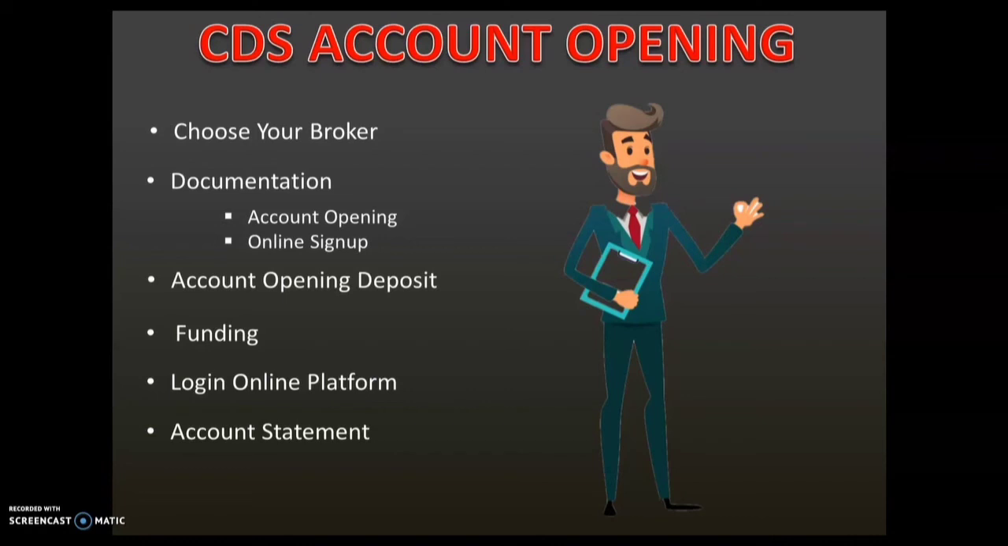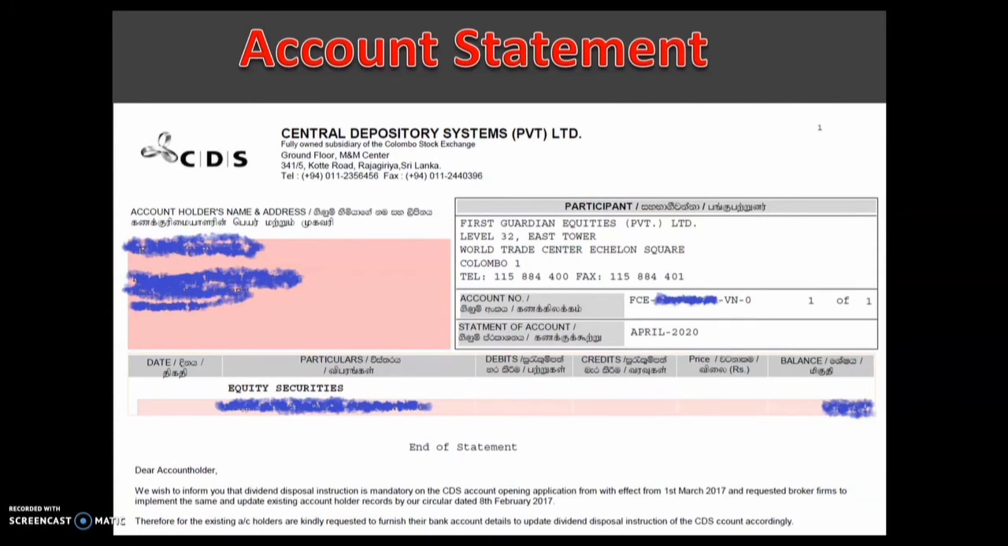So I will show you how this statement looks. Basically, this is the account statement. This is the First Guardian Equities Private Limited statement. This statement format is basically the same format for every broker, because this statement is issued by the Central Depository. So this is a unique document. In this area, you will find your name and your address. And here are the broker's details and account number. You will get an account number here. Since it's First Guardian, it starts with FCE, likewise LOLC, LCL, I guess. Likewise, you will get a similar number under your CDS account.